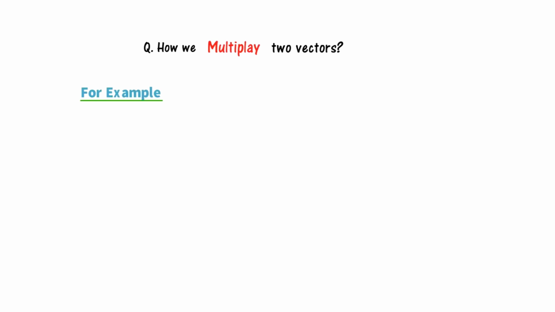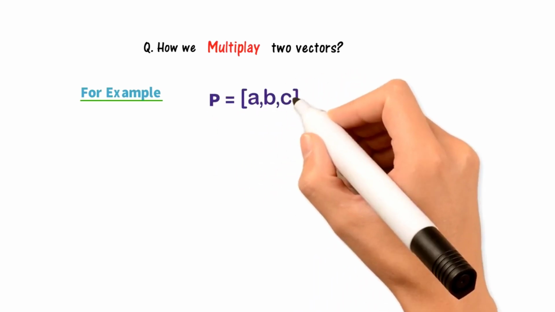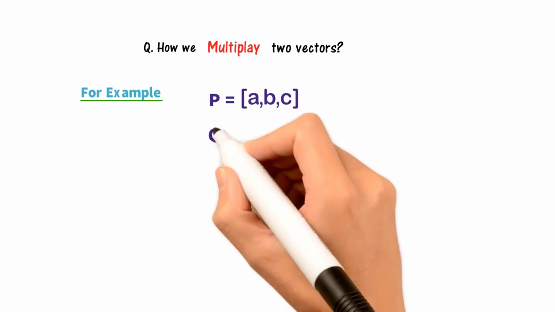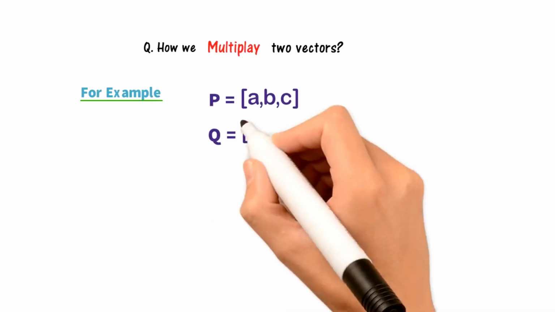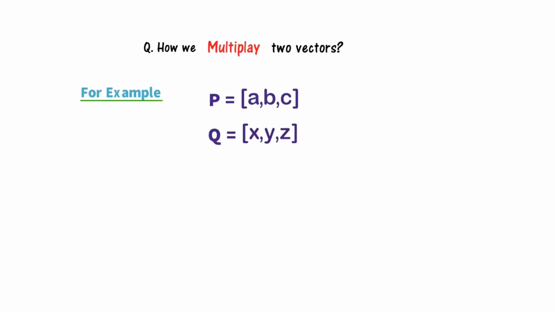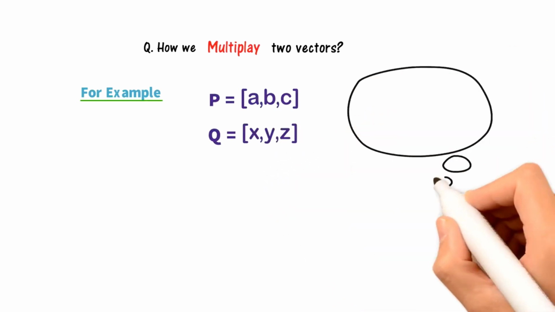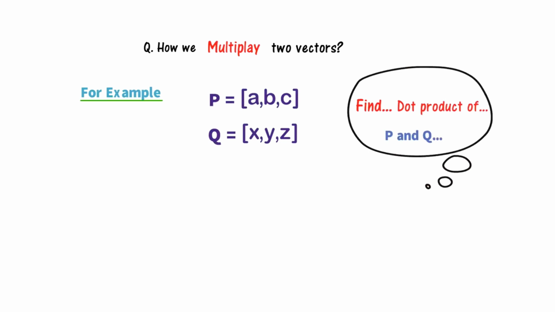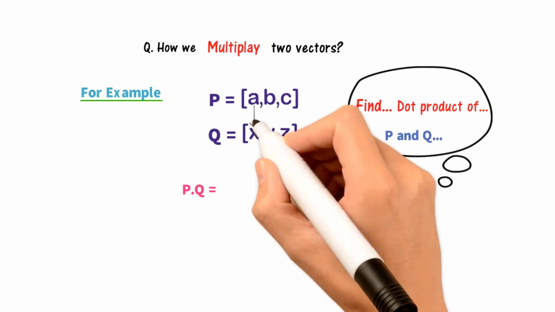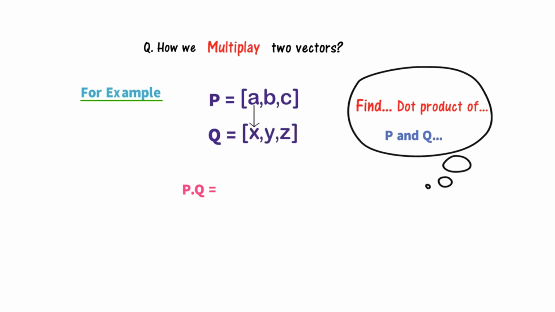For example, if I have a vector P whose components are a, b and c, and another vector Q whose components are x, y and z, and someone asks me to find the dot product of P and Q, I will write the dot product of P and Q is equal to, I will multiply the x component of P with the x component of Q, and that is ax, and then I will put the plus sign.